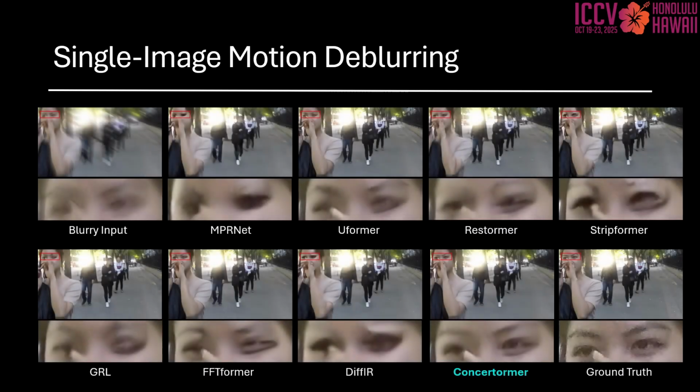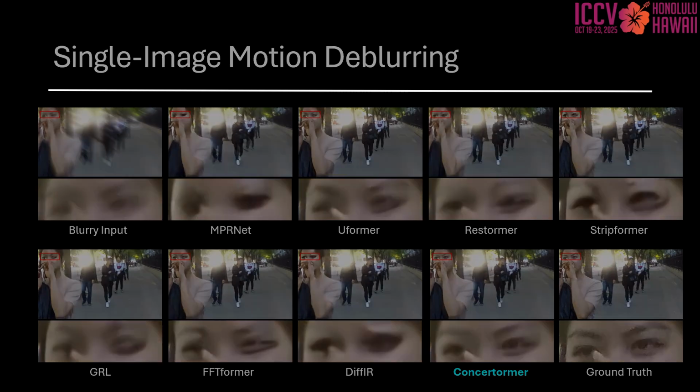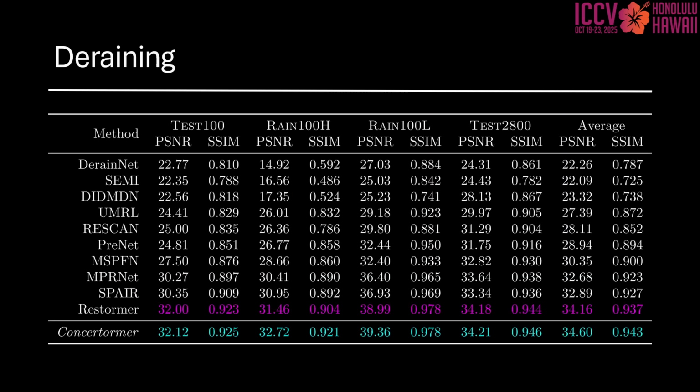This is the visual comparison on the high dataset. Our method successfully restores fine details. For example, the woman's eyes are clearly recovered, showing sharper and more natural results than other methods. Beyond deblurring, our method can be easily adapted to other image restoration tasks.